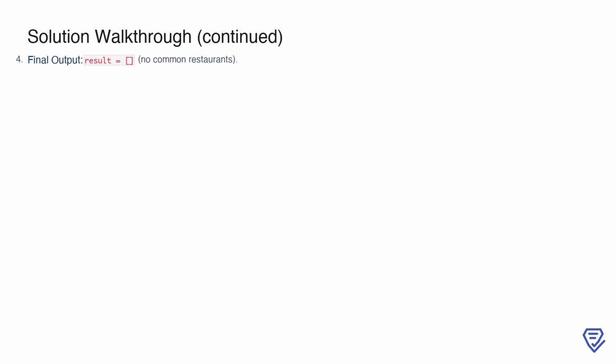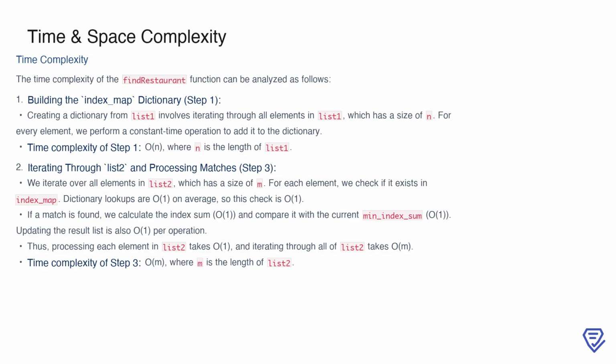To analyze the time complexity of the findRestaurant function, we begin with the first major step, building the index_map dictionary. Here, we iterate through all the elements in list 1, which has a size of n. For each element, we perform a constant time operation to add it to the dictionary. This results in a time complexity of O(n) for this step.